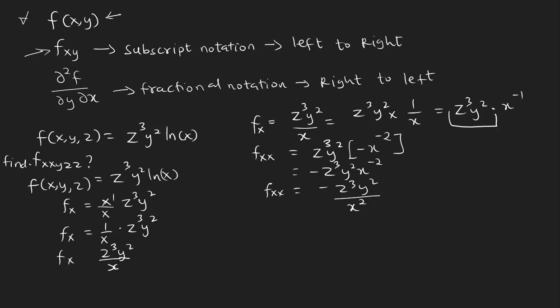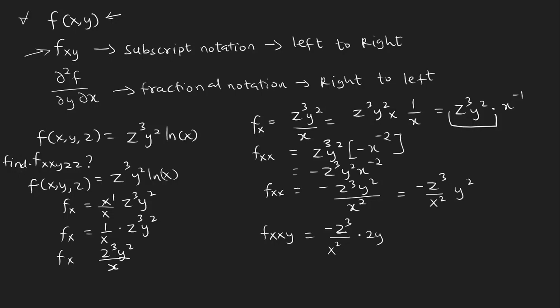Now what you're going to do is differentiate this function here with respect to y. To do this, I will write this as minus z cube over x squared multiplying y squared. Now let's do this, f x x y. I'm going to keep this as a constant since we don't have any y there. So I'm going to have minus z cube over x squared. I'm keeping this as a constant, then I'll differentiate the y squared. That'll give us 2y.